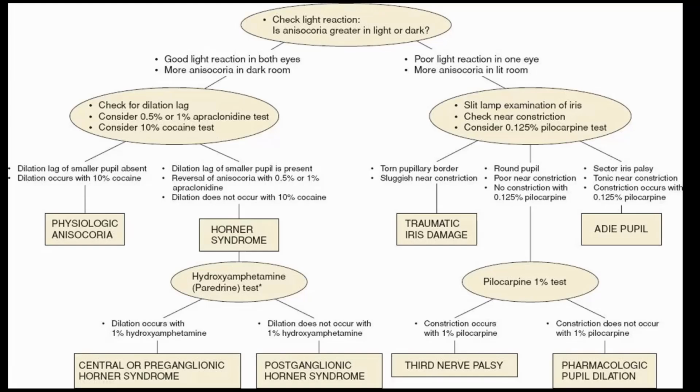If there is a torn pupillary border with sluggish near constriction, it could be traumatic iris damage. If the pupil is round, there is poor near constriction and no constriction with diluted pilocarpine, we do the 1% pilocarpine test. If constriction occurs with 1% pilocarpine, it could be third nerve palsy. If constriction does not occur with 1% pilocarpine, it could be pharmacological pupil dilation. If we find sectoral iris palsy and vermiform movements on slit lamp examination, with tonic near constriction, and constriction occurs with diluted pilocarpine, we come to the diagnosis of Adie's pupil.